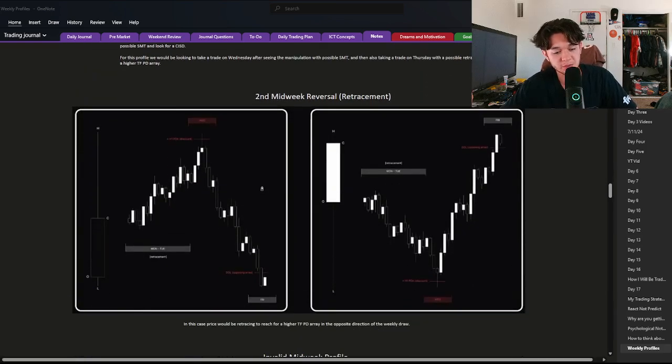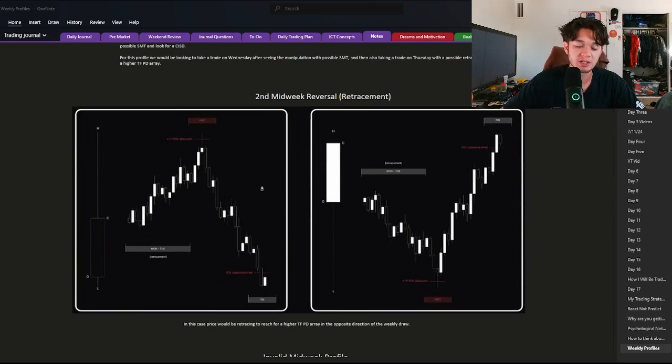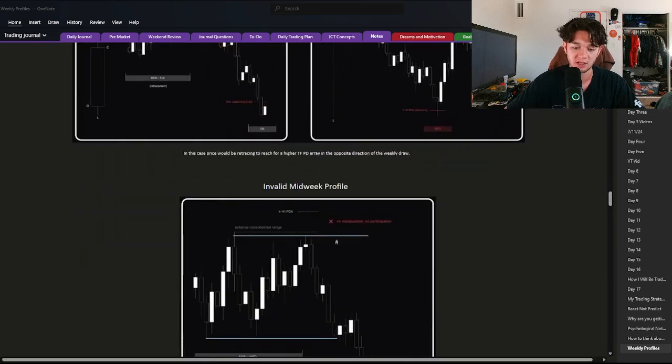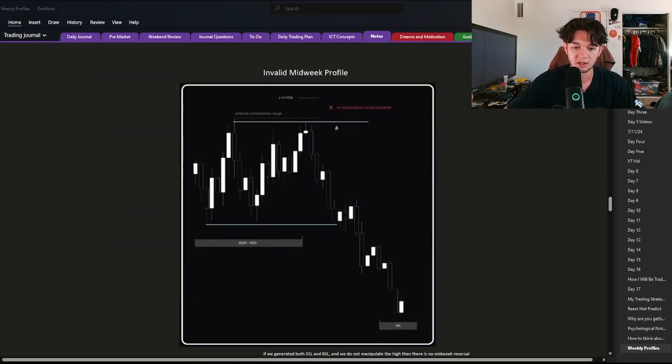The other one is retracement. So instead of just consolidating, we're retracing back into a fair value gap. We're taking liquidity, but we engage a higher time frame PD array, and then we get that change in the state of delivery, and we push down, see if we can get a fair value gap, retrace into there, continuation down. This is when the midweek profile is invalid.